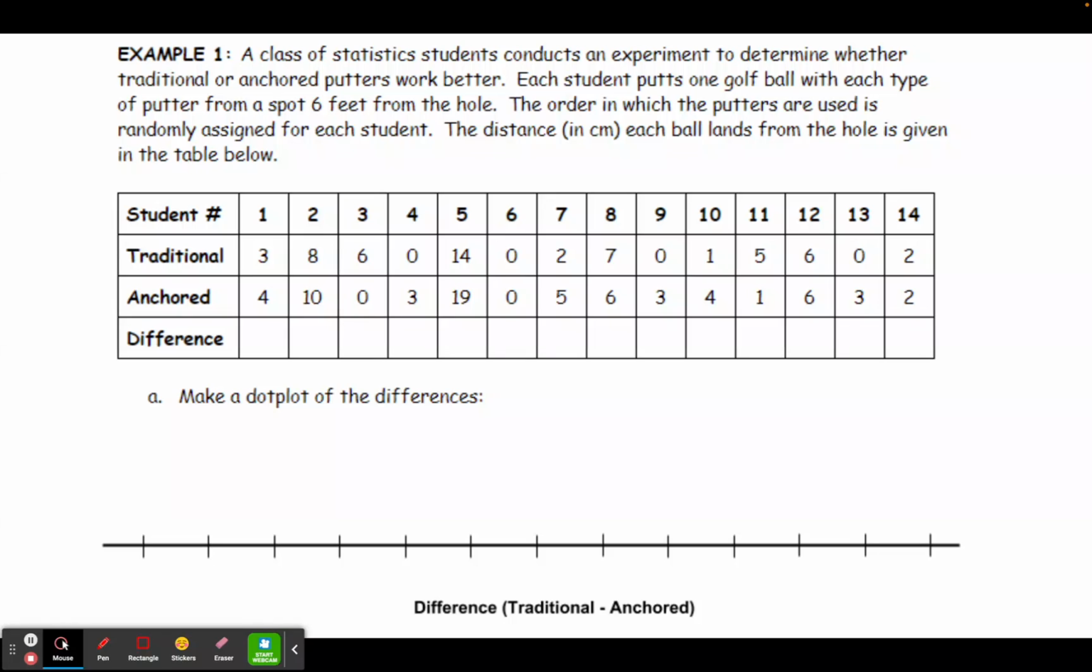So for student number 1, the distance that their golf ball landed from the hole with a traditional putter was 3 centimeters. With an anchored putter, it was 4 centimeters. And what we want to know then is the difference in those measurements.